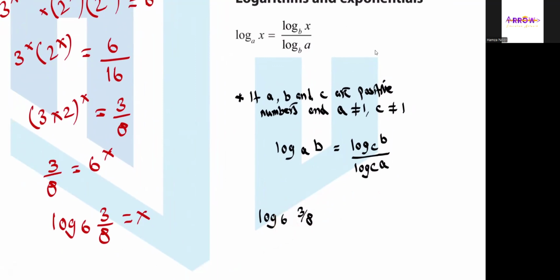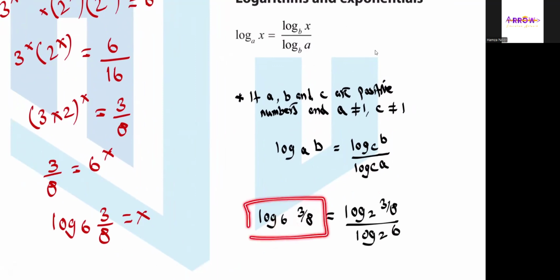So I can say that this is exactly the same thing as saying log with base 2 argument 3 over 8 divided by log with base 2 argument 6. Okay, this is the change of base law which we have applied over here. So you just need to pick up your calculator, and first you write this complete expression, log with base 6 argument 3 over 8. Just write this whole thing in your calculator.